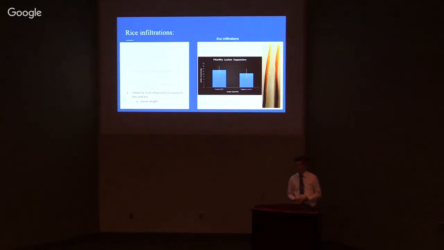So then I checked my Xoo infiltrations. This is done by dipping scissors into bacteria and then clipping the tops of the leaves, because that's how it gets into the vascular system. As you see, I measured the lesion lengths for the spread, and there's still no significant difference between my positive and my negative.